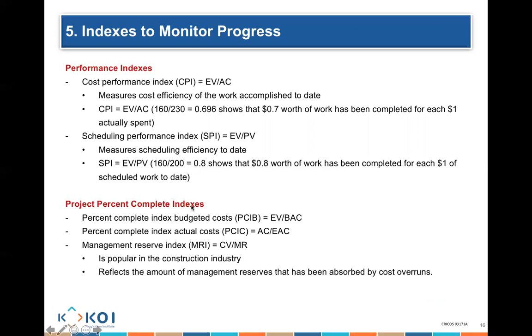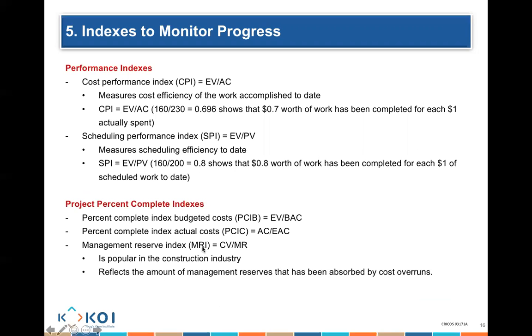Project percentage complete index, percentage complete index to budget cost. So percentage complete index to budget cost is basically how much of the actual budget have I spent and completed the work at that particular point of time. Percentage complete index to actual cost is how much percentage of work I have completed, but I'm not comparing my budgeted costs, I'm comparing my actual costs. So how much things are actually costing me in practice.